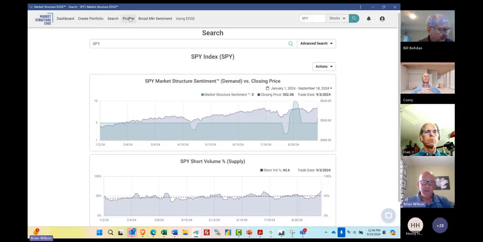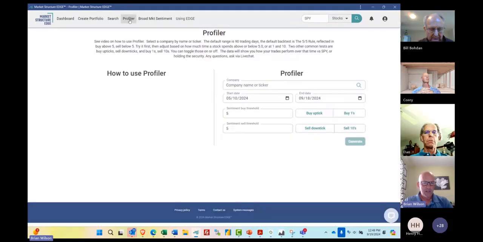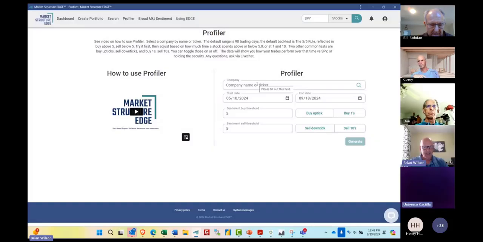I want to shift over to something that we don't talk about very often. Henry mentioned it last week towards the end of our discussion, and it's our profiler. This was one of the first tools that we had with Market Structure Edge, and Tim does a good way of describing it. He describes it as a blunt instrument. But let me show you what this looks like if you do want to explore it.